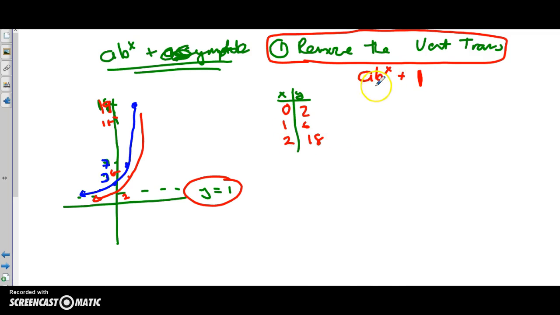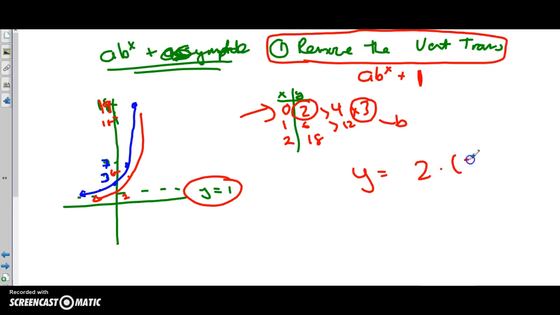So now I need A and B. Remember, A is my intercept. So A is going to be 2. So there's A. And then to find B, what you're going to do is find the ratio of the first differences. So that goes up 4, that goes up 12. And how do you go from 4 to 12? As a ratio, it's times 3. So there's my B. That's all you have to do. A is this, B is this, and you're done. So this is y is equal to 2 times 3 to the x, all plus 1.